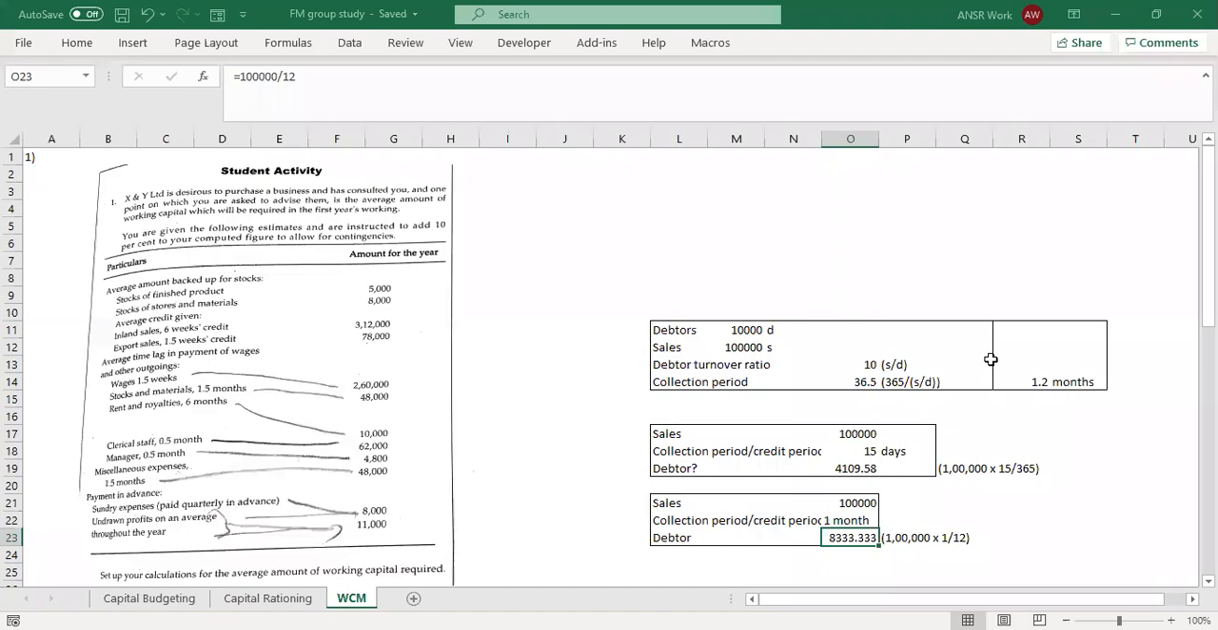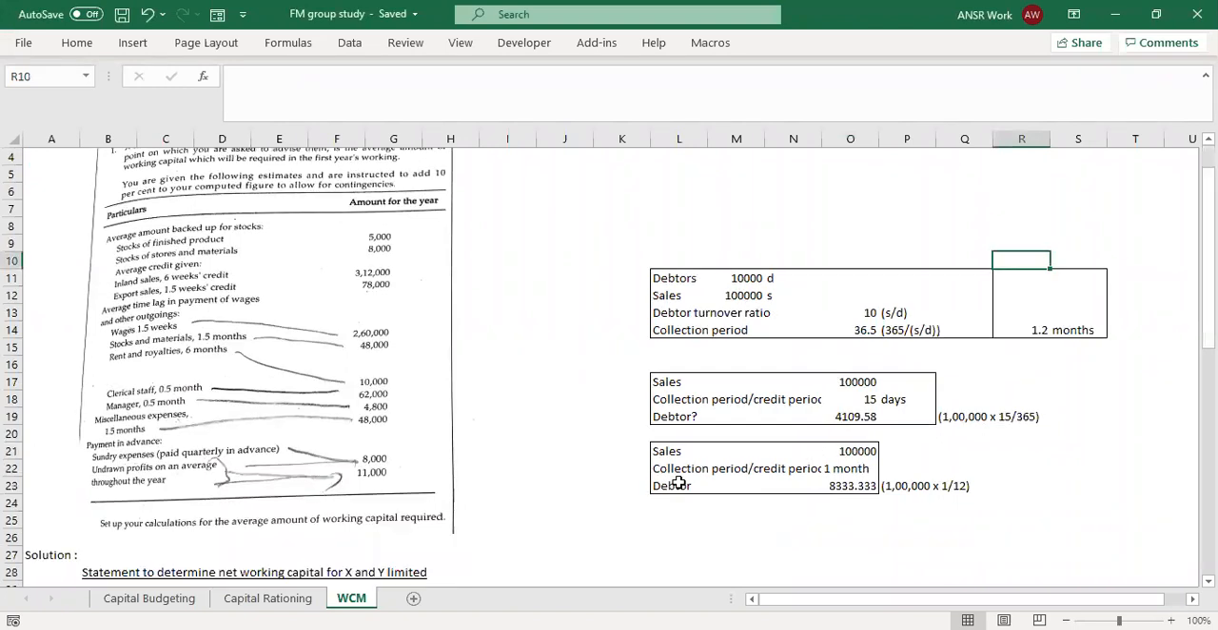There is a quick question. Yeah, please. Regarding the right hand side, there is something called 1 month you had mentioned, right? Collection period. Yes. So it was 15 days, right? So how come 1 month came here?